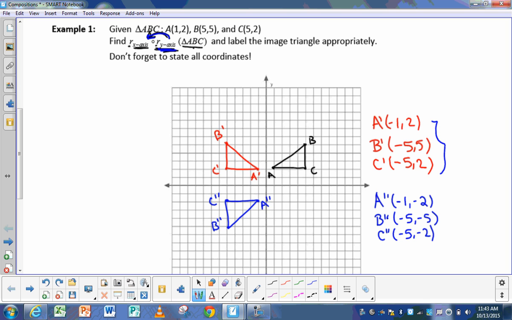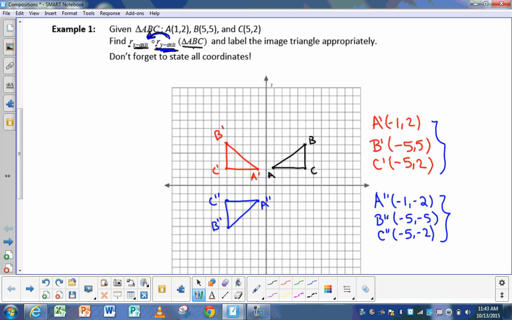This was our pre-image. And we went from these points and we got our A double prime, B double prime, and C double prime. So A was originally -1, 2. Now A double prime is -1, -2. B prime was -5, 5. Now we have -5, -5. C prime was -5, 2. Now we have -5, negative 2.